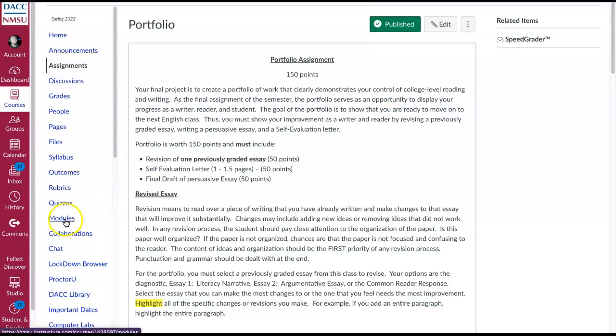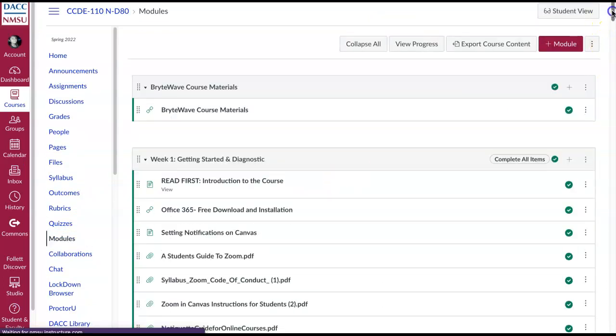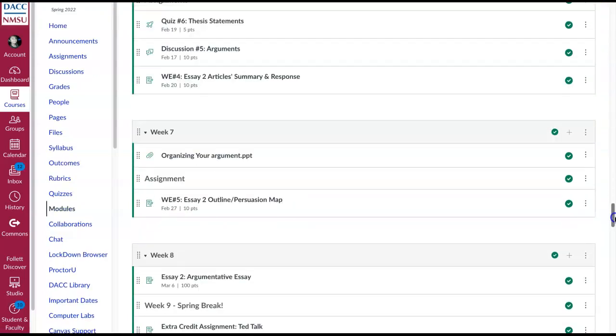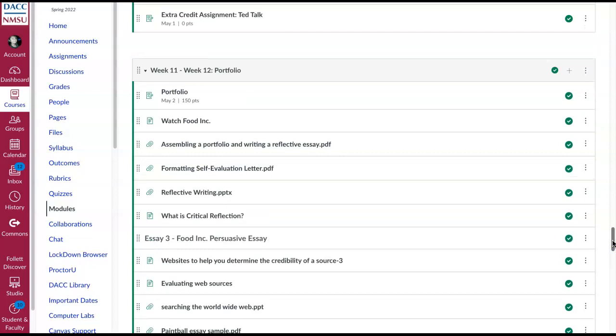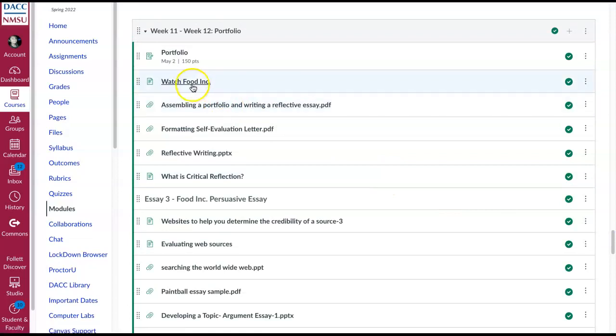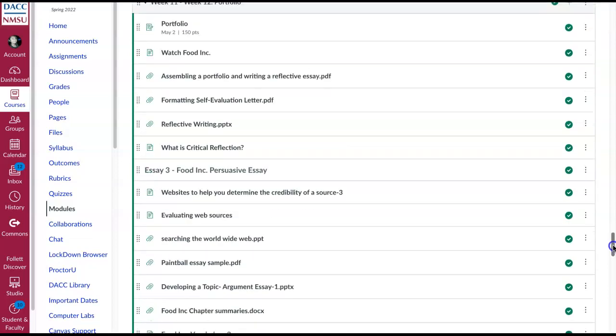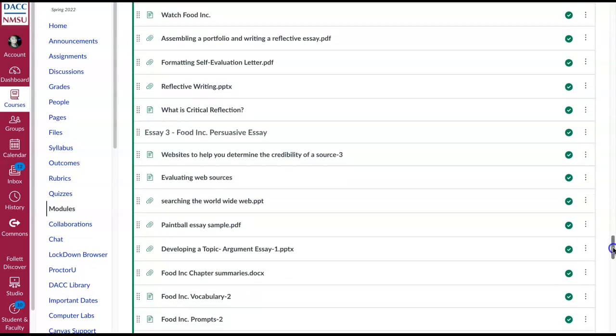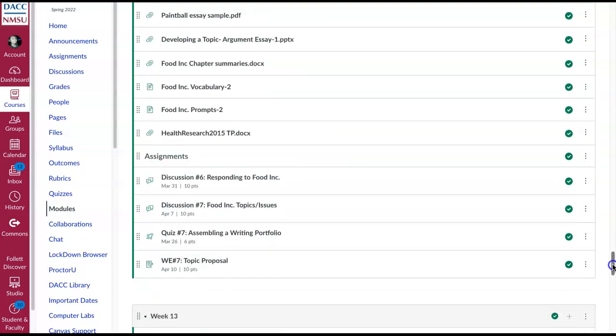Also, make sure that you look at the portfolio module, because that is going to have resources as well. That one is towards the end of the modules, and it contains a lot of important information that you want to make sure you look at. For example, there's a link where you can watch the film, and it has a PowerPoint on reflective writing. It also has a link to critical reflection, and it has some sources for the Food Inc. film. So definitely make sure that you look at the portfolio module as you're working on your portfolio, just to make sure that you are utilizing all the resources available.